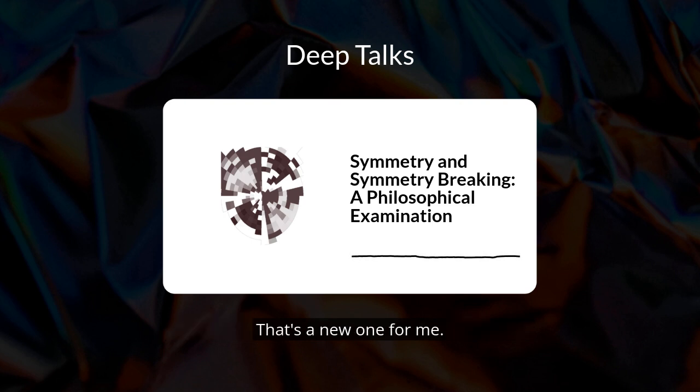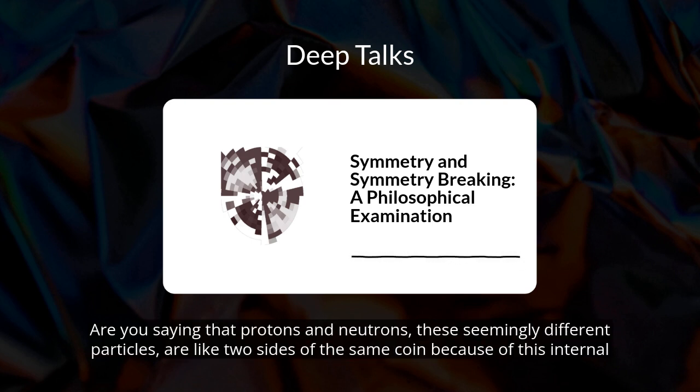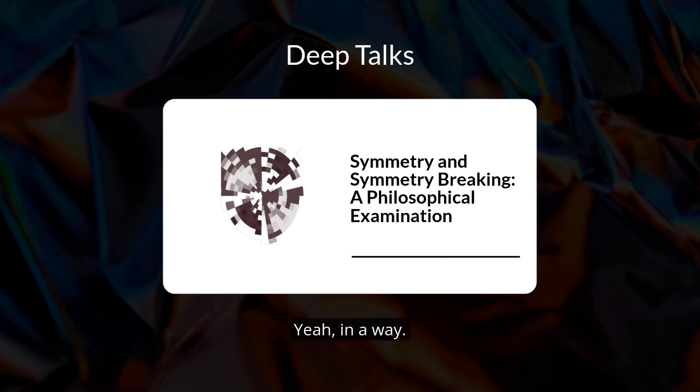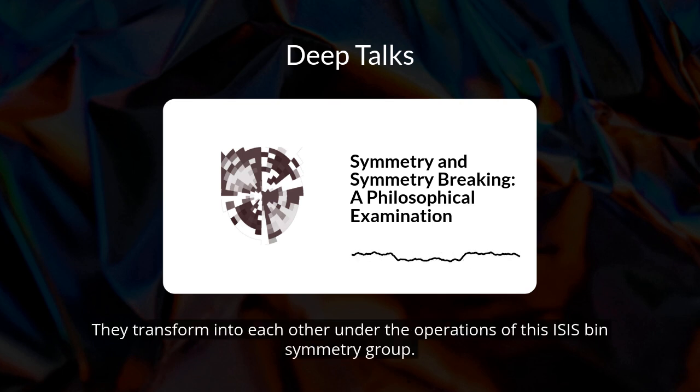Isospin, that's a new one for me. Are you saying that protons and neutrons, these seemingly different particles, are like two sides of the same coin because of this internal symmetry? Yeah. In a way, they transform into each other under the operations of this isospin symmetry group.